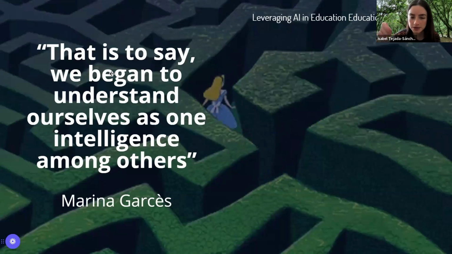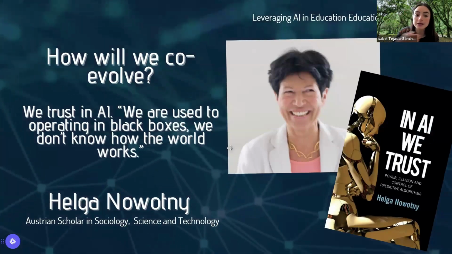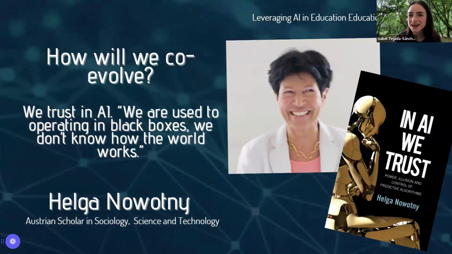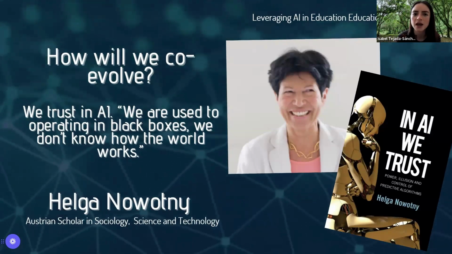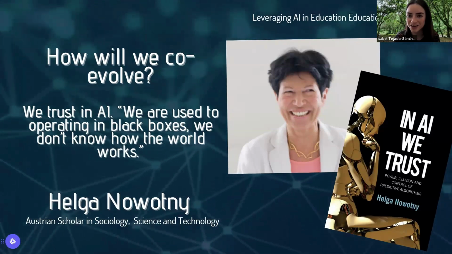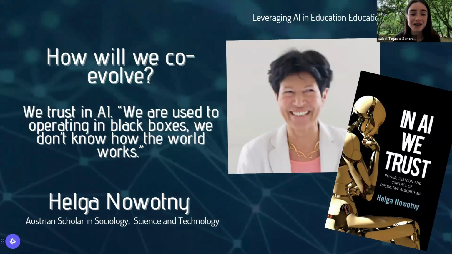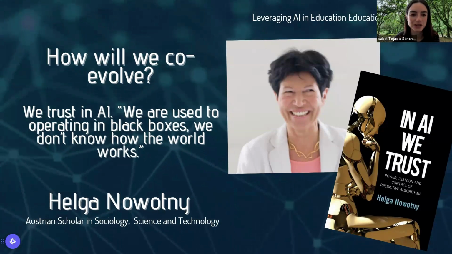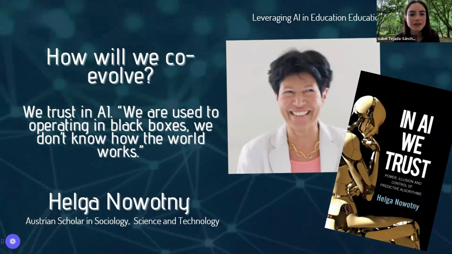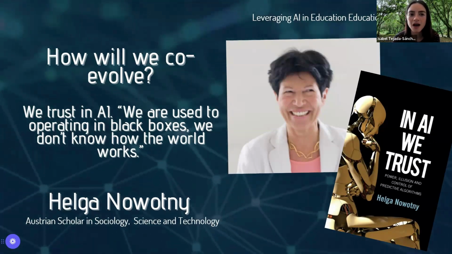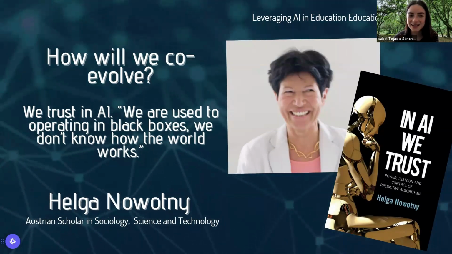And I'm going to connect this with the next person I want to share with you, who is Helga Nowotny. Helga Nowotny is an Austrian scholar, and she has asked a question that I think is so relevant. She says, if we're understanding ourselves today as one intelligence among others, among nature and humans as intelligence, we have a new species, let's call it that way, although I know people who work in natural sciences wouldn't agree. But I think this question is so important. She would say, how are we going to co-evolve with these entities? And I think this is great.